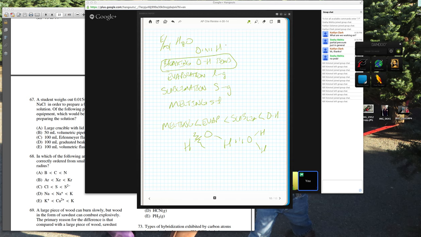A clarification: are intermolecular forces stronger or intramolecular forces? This is a good question. Intra is stronger than inter. Okay. And a great way to look at this is which is stronger, diamond or salt?